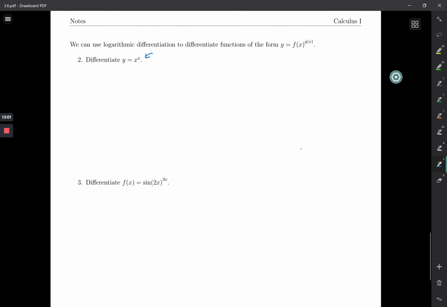We know that we can't use the power rule on this, and we can't use the exponential function rule, because in each of those cases we don't have a constant and a variable. We have two variables, so they're both changing at the same time, and neither of those rules apply. So what we can do now is use logarithmic differentiation, and how we do that is we take the natural log of both sides.